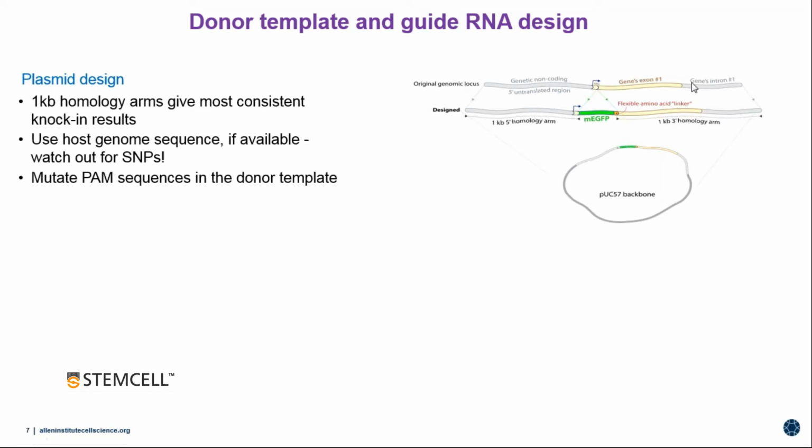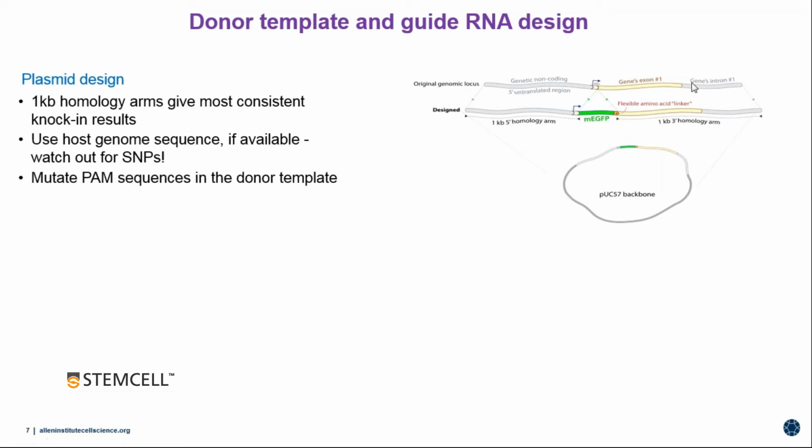And that is what I'm trying to highlight here on the right. So here's the genomic DNA. And if we want to insert the GFP at the N terminus, here are the 1 kb homology arms flanking that, which we incorporate into our donor plasmid.